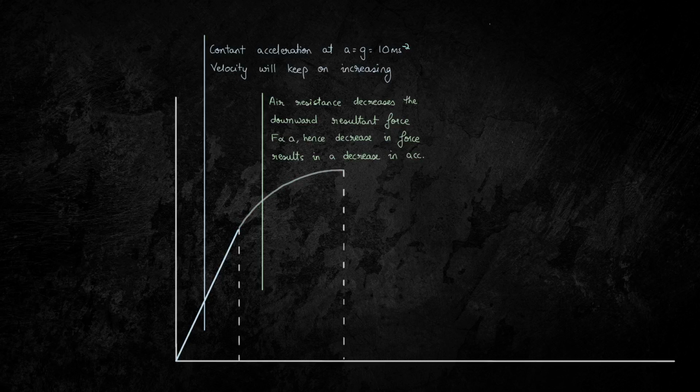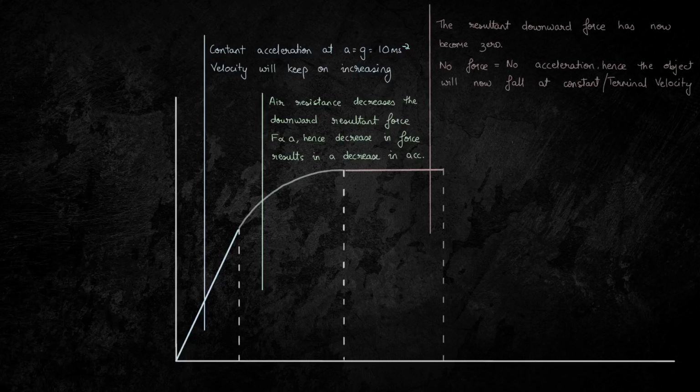When the total upward force and the total downward force become equal to each other, the resultant force on the parachutist becomes 0. When the resultant force is 0, the acceleration of the parachutist also becomes 0, and at this point, your parachutist will no longer accelerate and will continue to fall at a constant speed, which is known as the terminal velocity. Now we can observe the constant speed on the velocity time graph as a straight horizontal line.